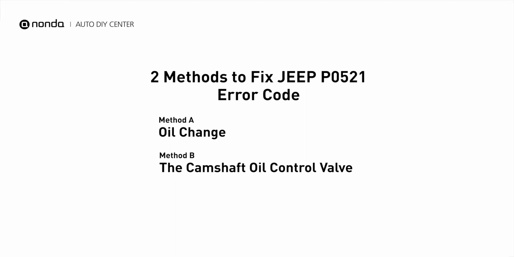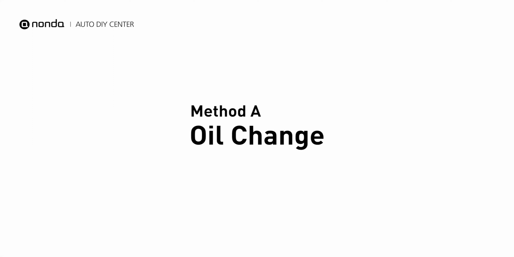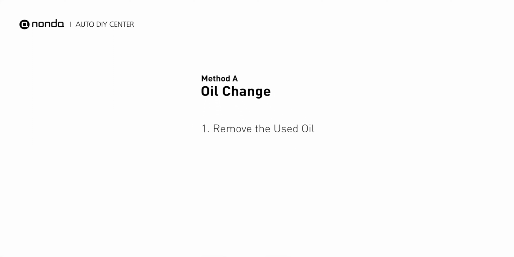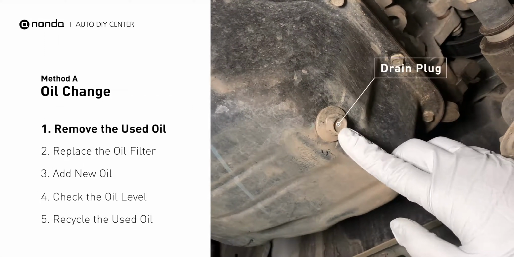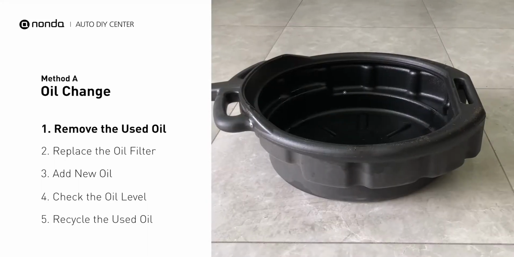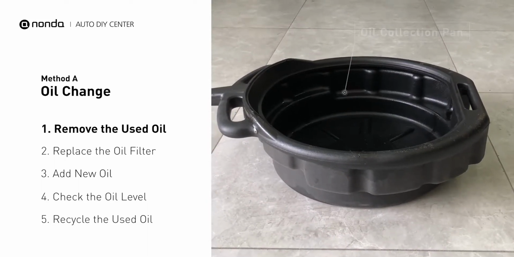Here are 2 of the most practical solutions to fix Jeep's P0521 error code. Method A. Oil change. Locate the oil drain plug on your vehicle and place an oil collection pan underneath it.